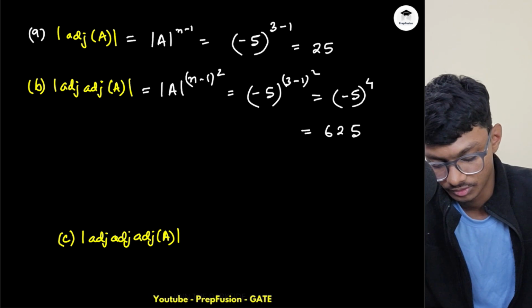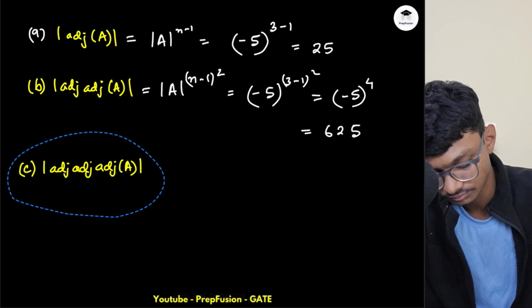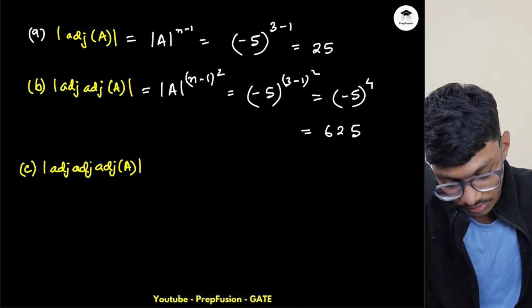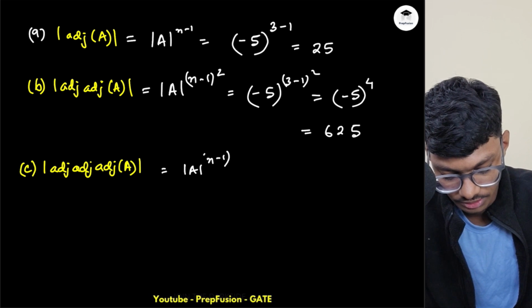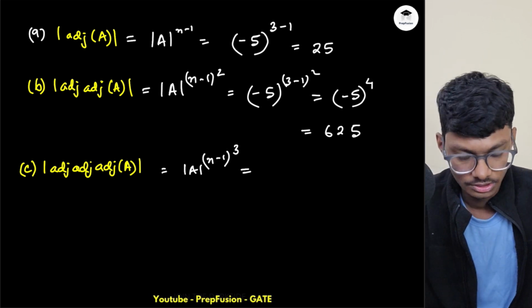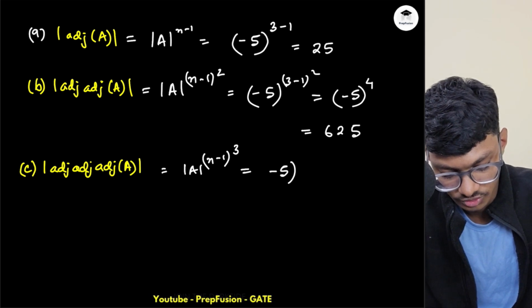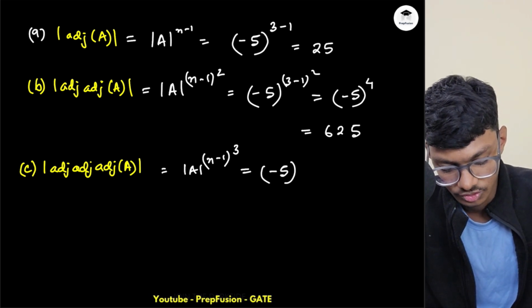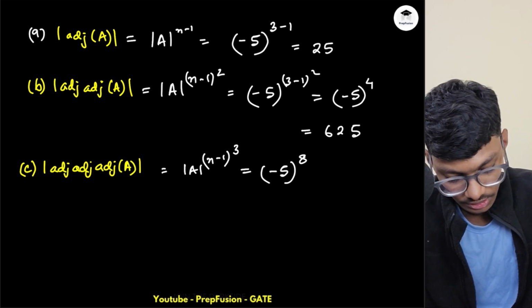Okay, and what will be my determinant of adjoint of A? It will be determinant of A to the n minus 1 whole cube. Okay, so if it is n minus 1 whole cube, it is simply like (-5) raised to the power 2 raised to the power cube, which is 8. Okay, which is quite a big number.